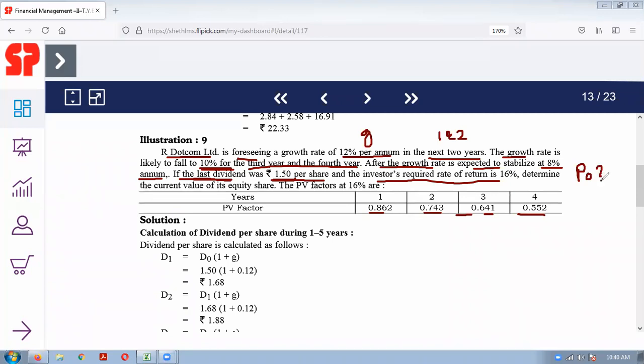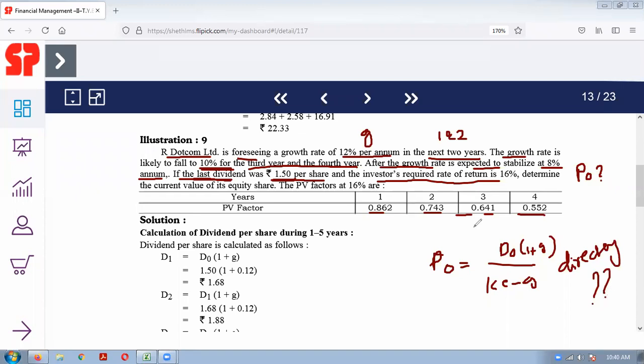Normally, if a single growth rate is there, we use the simple formula: we multiply the past dividend by the growth rate and discount it by KE minus G, and we get P0. But here multiple growth rates are there, so we cannot apply this formula directly. So how will we solve this illustration? Let us see.